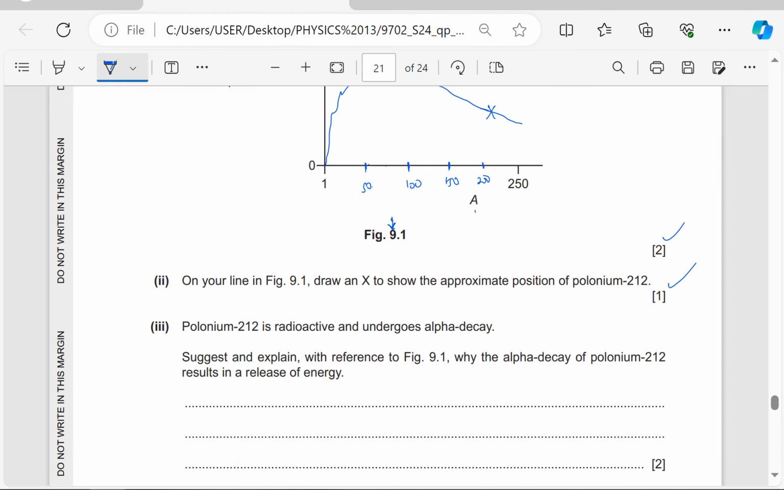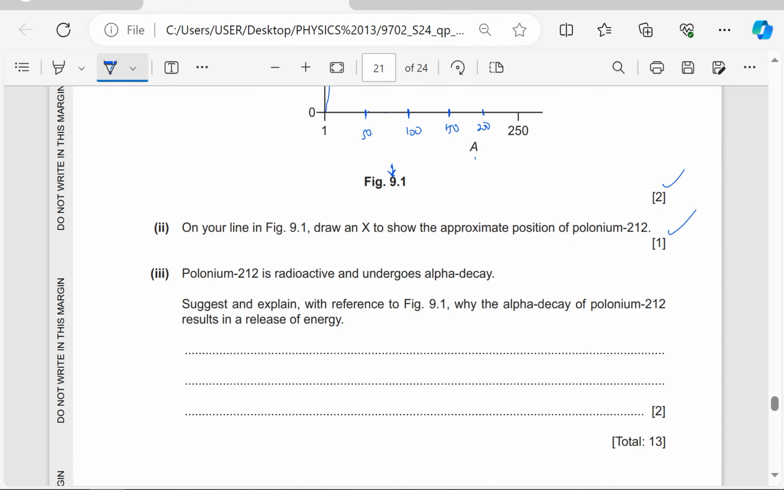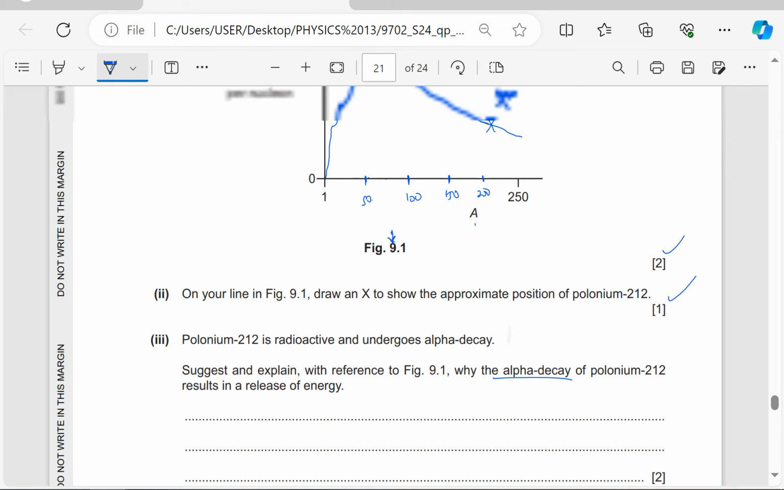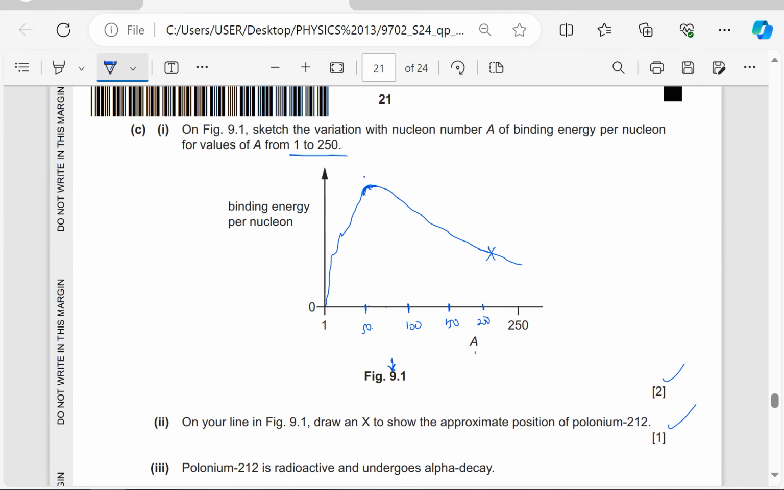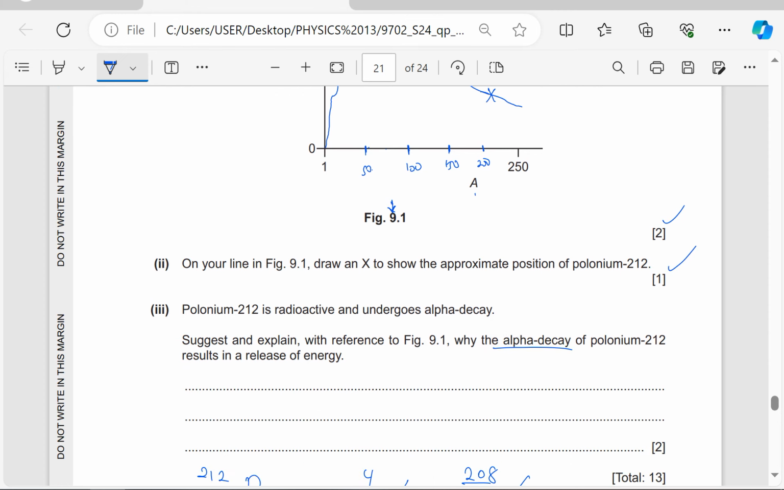I've drawn the X. Polonium is radioactive and undergoes alpha decay. Suggest and explain, with reference to the figure, why the alpha decay of polonium results in release of energy. When polonium releases an alpha particle, let's check the formula. Polonium 212 is giving us an alpha particle plus a new nucleus X, whose nucleon number is now 208. So notice that the nucleon number has shifted to the left-hand side. And when you move from 212 to the left-hand side, it means the binding energy per nucleon is increasing. So it means this is going to result in release of energy.